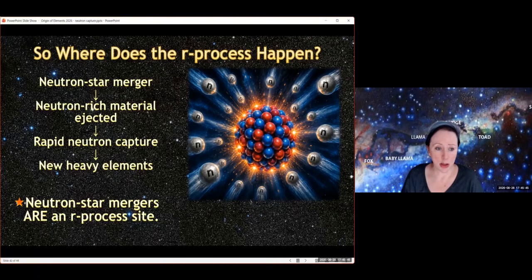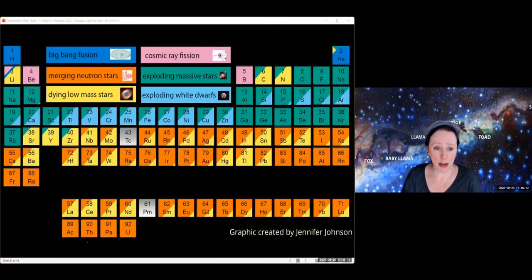Are they the only R process site? Probably not. Other kinds of events may contribute, but we now know that neutron star mergers really make heavy elements through rapid neutron capture, which means we finally reached the end of our journey across the periodic table. So we finally got enough pieces to come back to the question we started with. Where did all the elements come from?